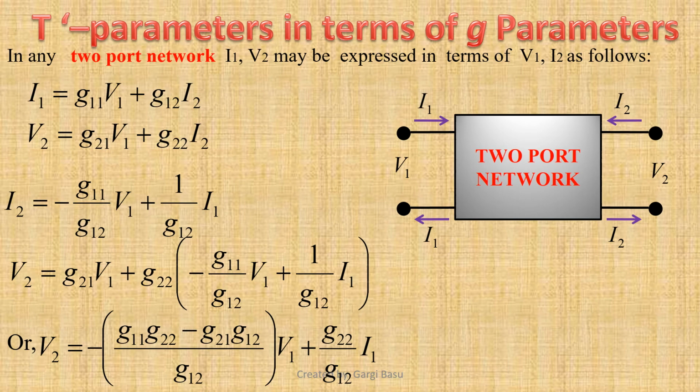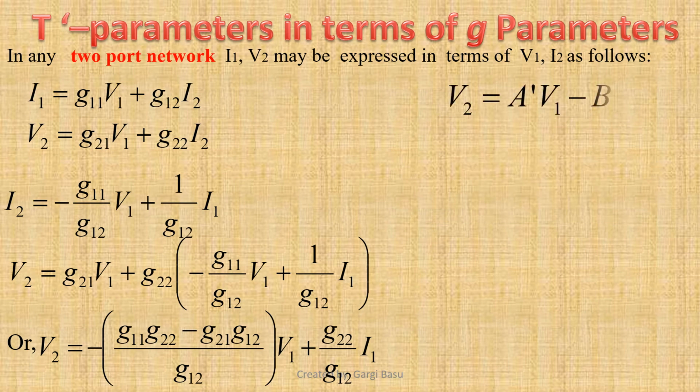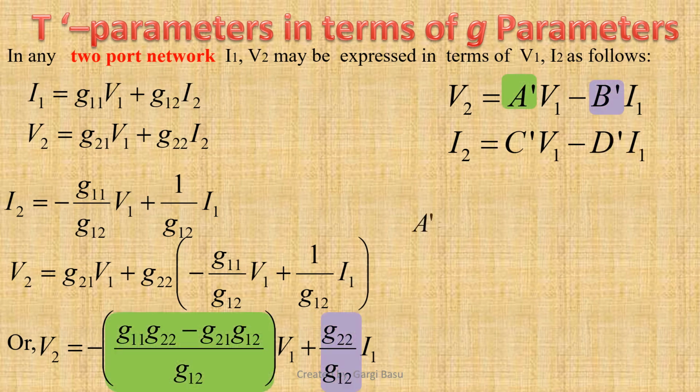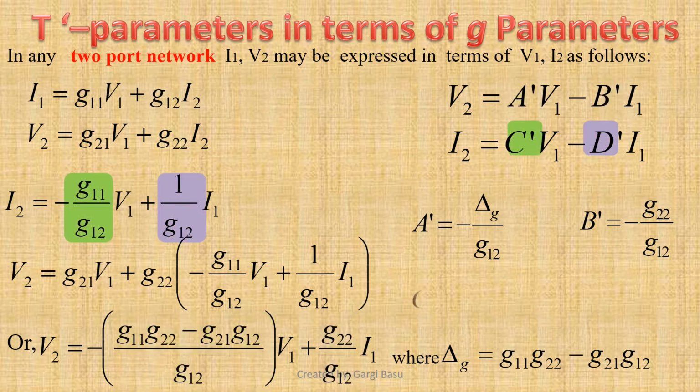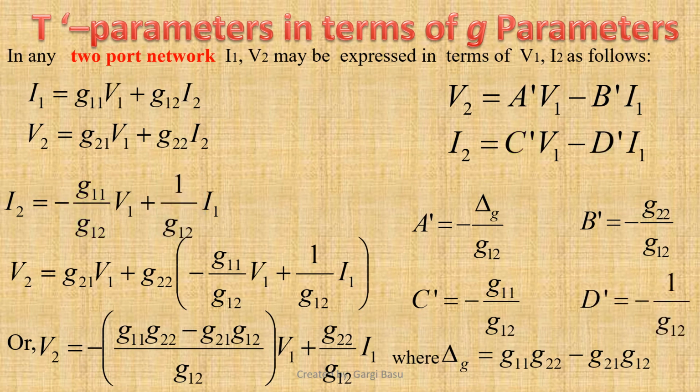When we describe a two-port network using T dash parameters, the linear equations used are V2 equals A dash V1 minus B dash I1 and I2 equals C dash V1 minus D dash I1. Comparing the expressions of V2, we get A dash equals minus of delta G by G12, where delta G equals G11 G22 minus G21 G12, and B dash equals minus of G22 by G12. Now let us compare the expressions of I2. Now we can write C dash equals minus G11 by G12 and D dash equals minus 1 upon G12. Now we have obtained the expressions for T dash parameters in terms of inverse hybrid parameters.